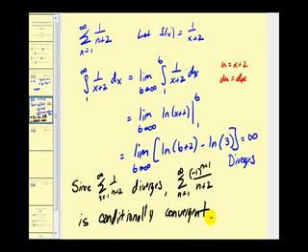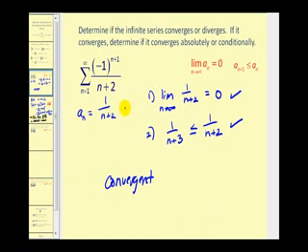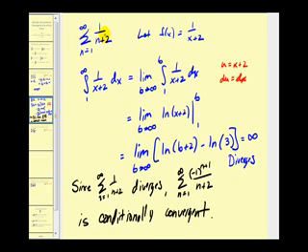Let's go back to the previous screen just for a moment. We have the original series, which by the alternating series test converged. Then we consider the absolute value of this infinite series, as we see here. And since it diverged, that tells us that the original series is conditionally convergent, not absolutely convergent. Let's take a look at another one.